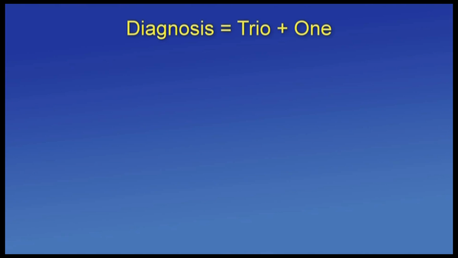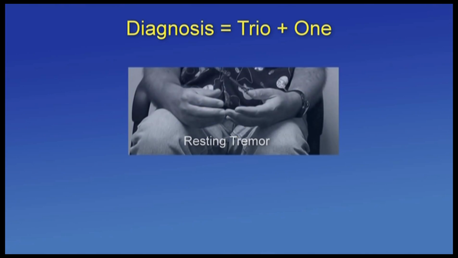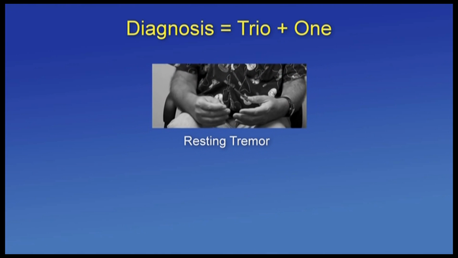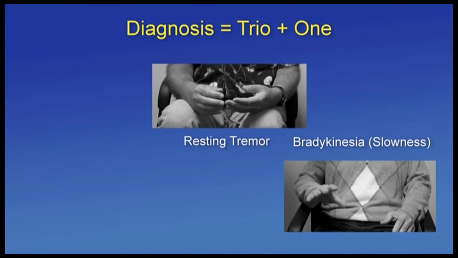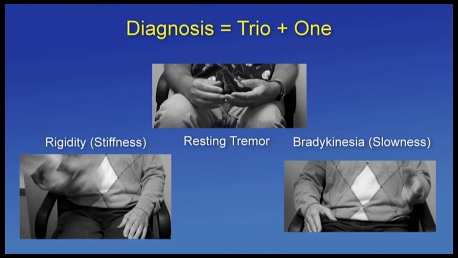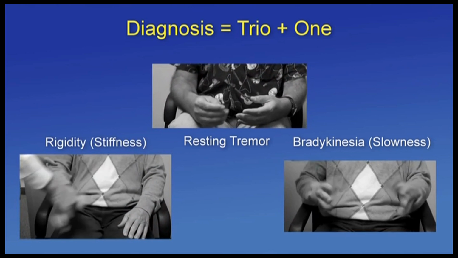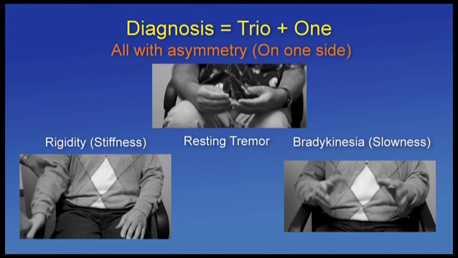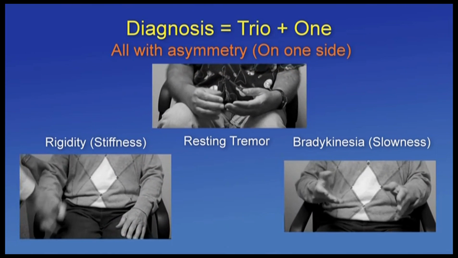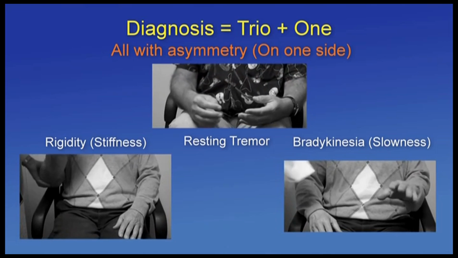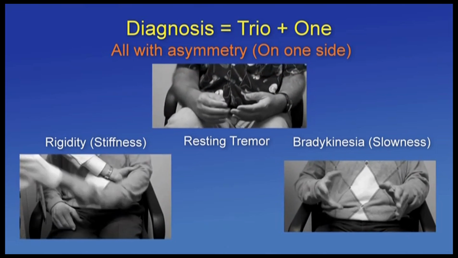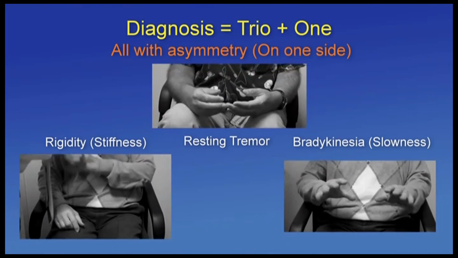Now, how do we make the diagnosis of idiopathic Parkinson's disease? I like to use the term trio or 3+1. We have resting tremor, which is a 4 to 6 cycle per second tremor. We have bradykinesia or akinesia, which is slowness. And we have rigidity, which is stiffness. And these three key motor features have asymmetry, more on one side than the other. And with these 4 points, we oftentimes can make the diagnosis of Parkinson's disease, and clinically and early, we are usually right 75% of the time.